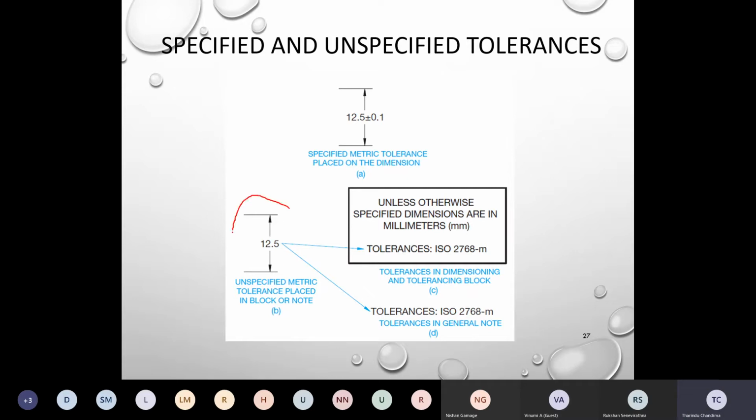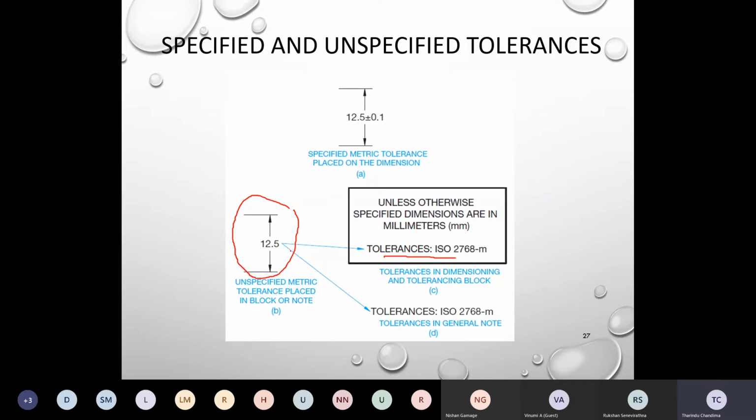So you look at this dimension here. It is stated as 12.5. But in your drawing, in the title block, under the tolerance, it says ISO 2768. So when you produce it with this kind of method, your manufacturer will know that if he follows ISO standards, he can get the tolerance chart and he can get the tolerance value.